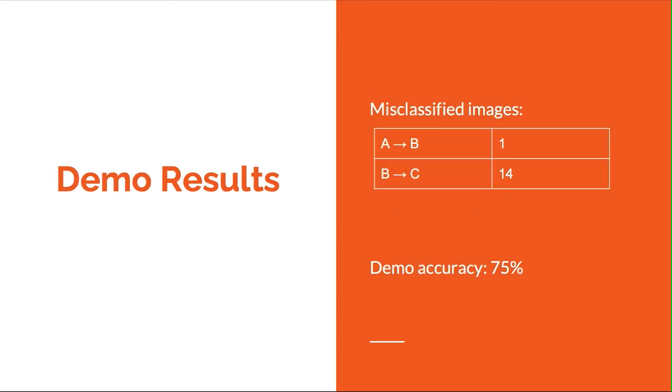Our classifier has a 75% accuracy on the demo dataset. Most of the misclassified cases are those misclassifying Class B as Class C. Our classifier performs almost perfectly when classifying Grade A and Grade C mangoes.